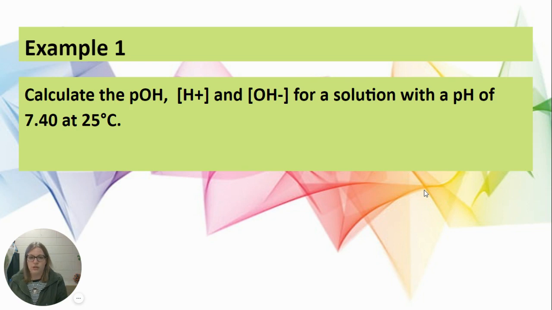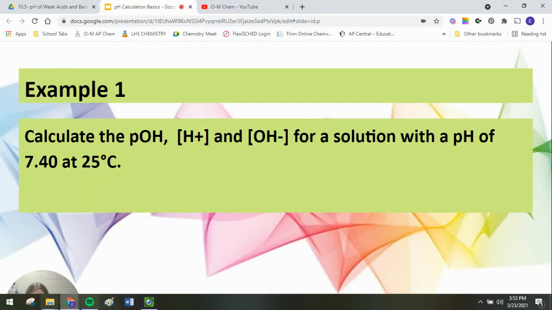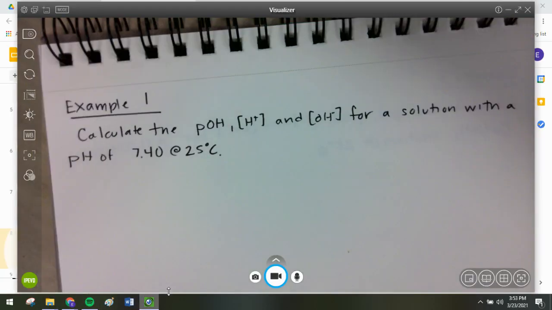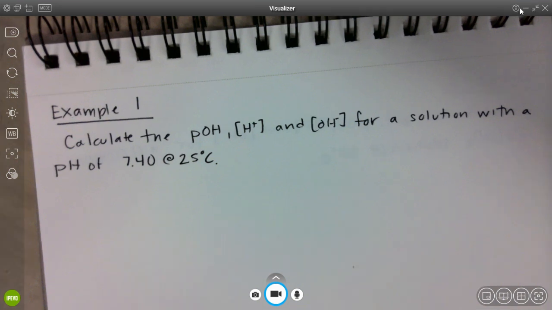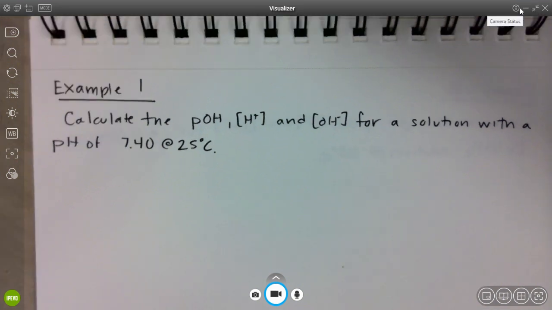So we'll start off here and I'll get onto my DocCam. I'm going to ask you to calculate the pOH, H plus, and OH minus concentration for a solution with a pH of 7.4 at 25 degrees Celsius. Alrighty. So we'll get that squared away here.